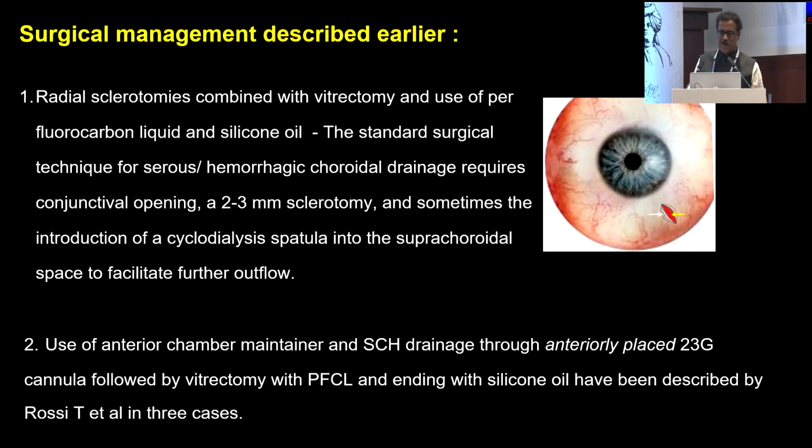The surgical management described earlier is a radial sclerotomy. With the help of a spatula, you can remove the blood clots from the suprachoroidal space. You can do it as a primary procedure or as a secondary procedure.